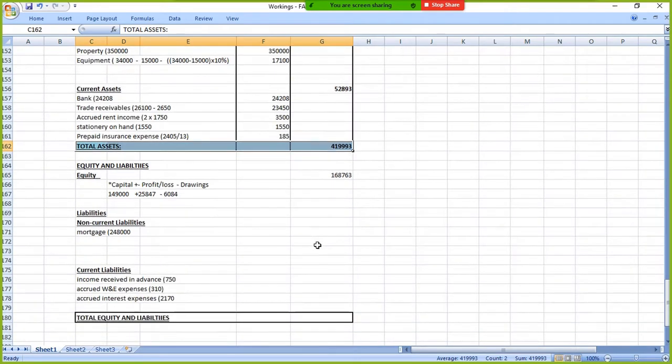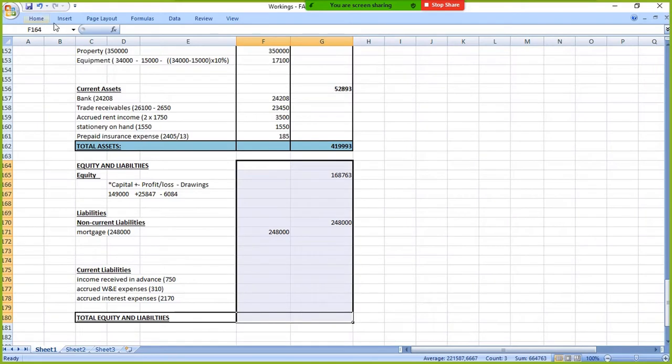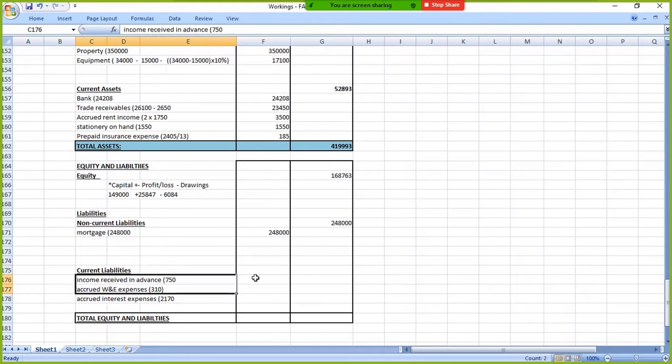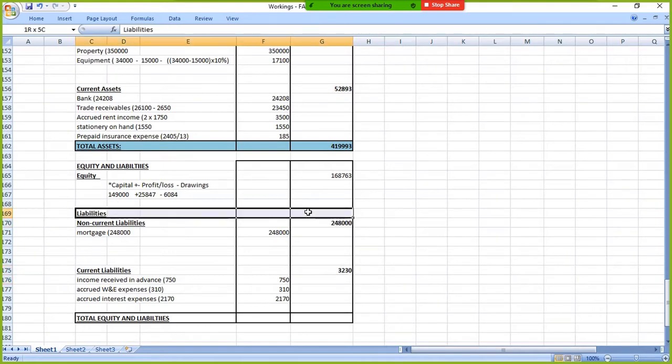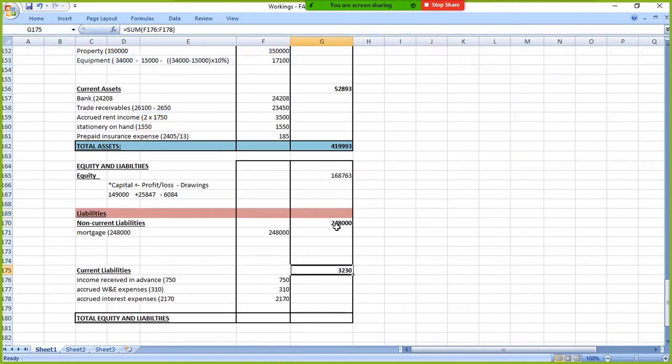Then here at the bottom, equity I've calculated. The mortgage I need to show 24000. Okay, 248000. Again, two columns showing it in this format. Income received in advance, this and that. Current liabilities sum up. There we go. So total liabilities in terms of disclosure, I need a total there. That total is going to be those two amounts added together.